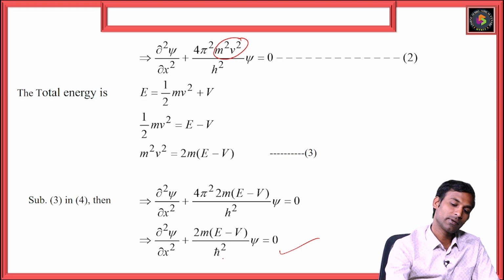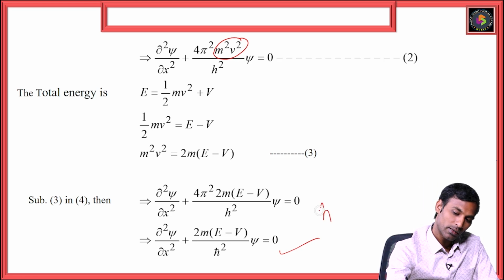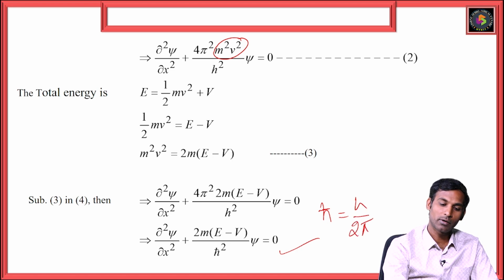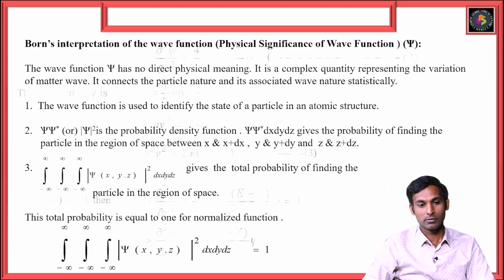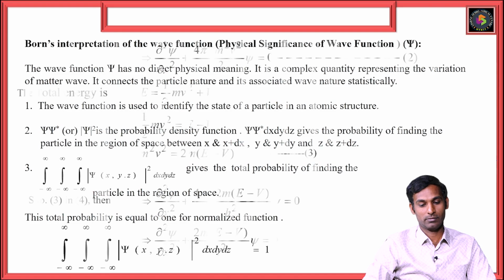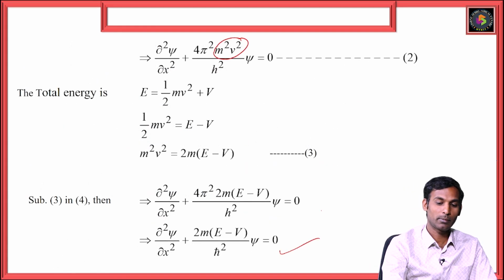See here h bar square. In quantum mechanics, h bar, or h cut, is equal to h by 2 pi. We have to apply this formula in quantum phenomena. So dou square psi by dou x square plus 2m(E minus V) by h bar square, psi is equal to 0. This is the Schrodinger time independent equation.